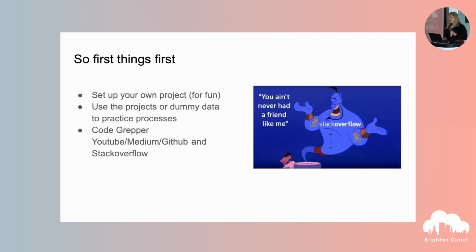In terms of first things first, as Liam recommended, set up a project for fun, if you're that way inclined, which I assume most of you are. It's really useful to set up a project. You can explore, you can have some fun with your data, you can import projects. There's lots of data on Kaggle, and you can also use tools such as CodeGrapper, YouTube, Medium, GitHub, and Stack Overflow. All of these will help you work out how you build a data warehouse and familiarize yourself with the UI.